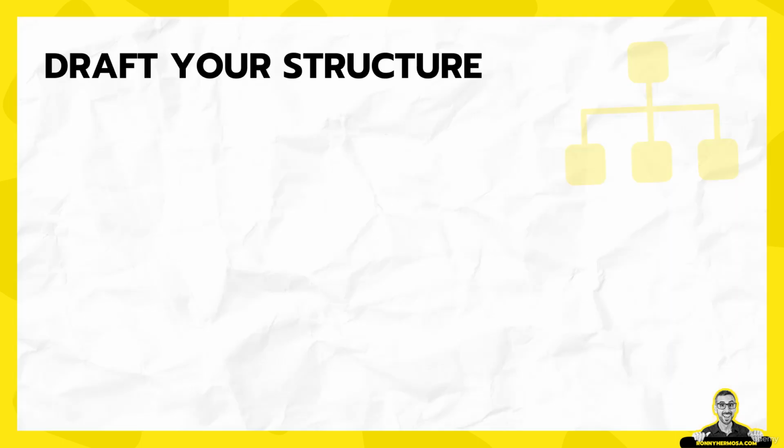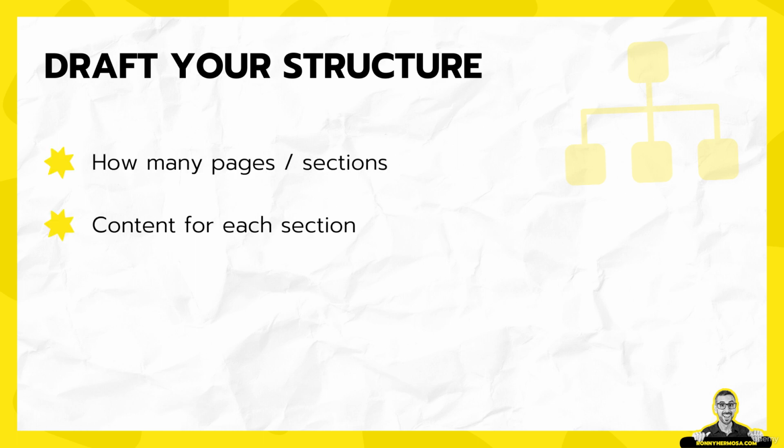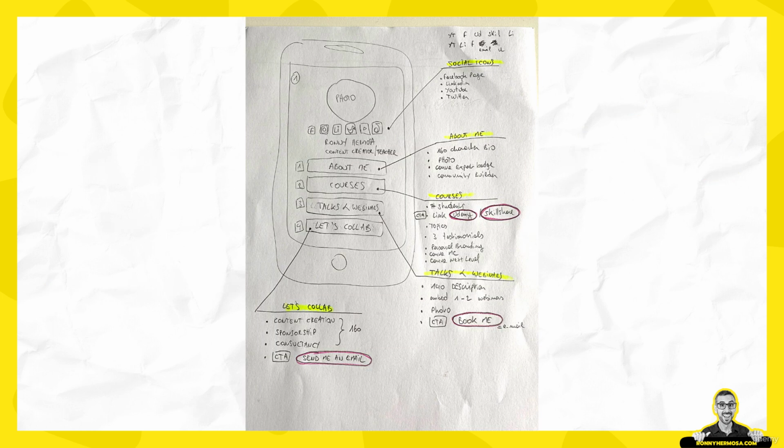It will really help you to have a clear idea of how many pages, how many sections you want, and what content and call to action each section is going to contain. As you know, I have drawn a simple one-page structure of my website on a sheet of paper before getting started. I added some bullet points of the things my copy needed to include, but also the buttons and the calls to action where they were needed.